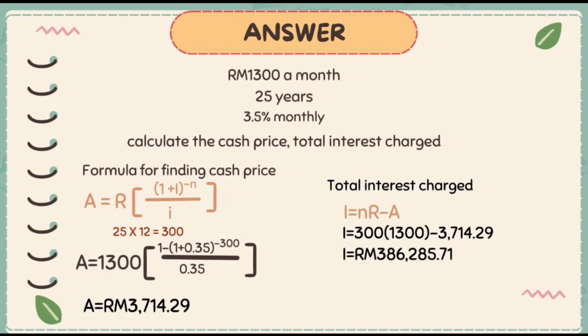To find the total interest charge, we use the formula I equals nR minus A. We replace with the numbers: 300 bracket 1,300 minus 3,714 ringgit and 29 cents. Solve with the calculator, the answer is 386,285 ringgit and 71 cents.